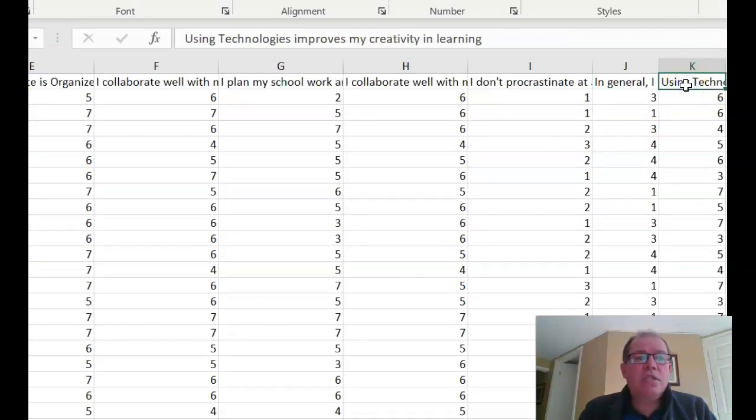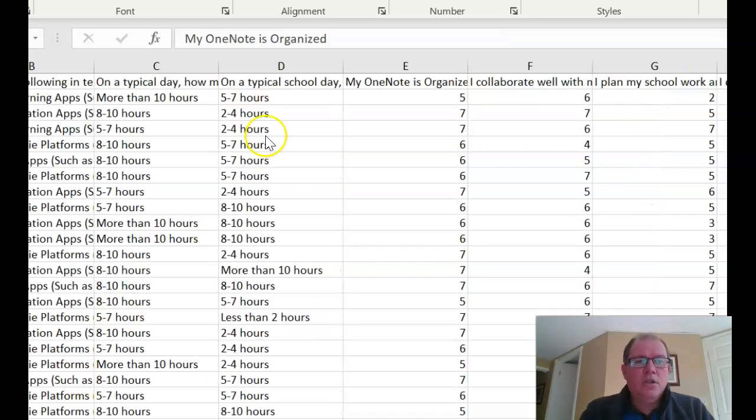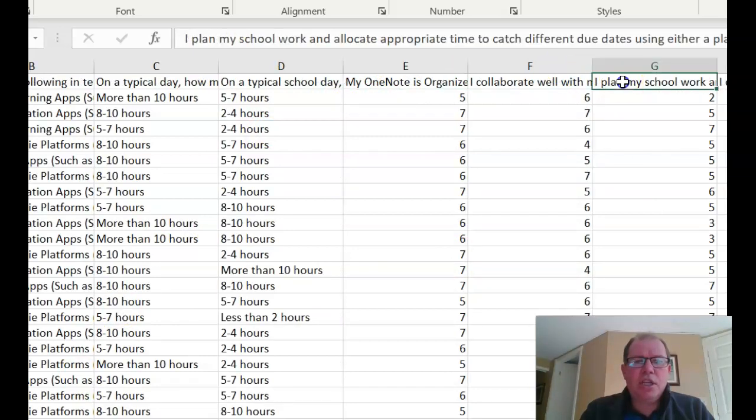Then we've got using technology improves my creativity in learning. I believe technology has helped me with my learning. I see technology as an obstacle when I am trying to focus. And now what I'm going to do, and what Eva did, which I think is really smart, she looked at two of the questions which she thought were organization questions. She looked at E, my OneNote is organized, and G, I plan my schoolwork and allocate appropriate time, which is also an organization question.